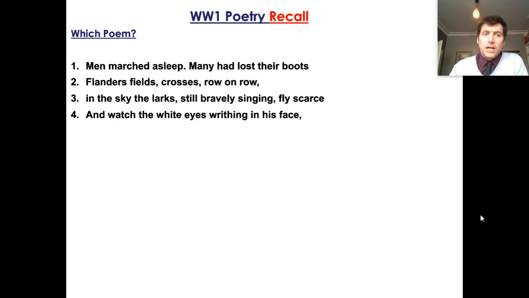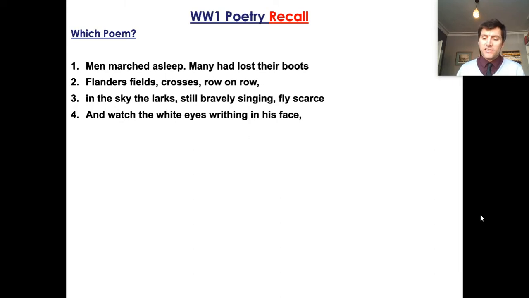Right, guys, again, trying to recall frequently these World War One facts just so that we're really clear on them for our history, for our English, for our worldwide knowledge. Okay. Which poem, which we've looked at, has "men marched asleep, many had lost their boots" as a line in? Which poem has "Flanders Fields, crosses row and row", a bit of an easy one this one? Which poem has "in the sky the lark still bravely singing flies scarce"? And which poem has "and watch the white eyes writhing in his face"?